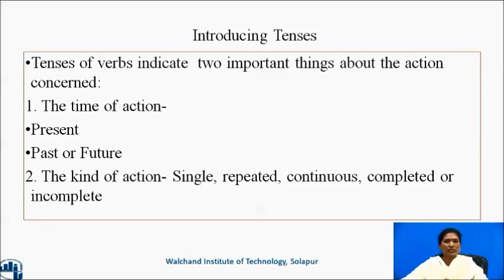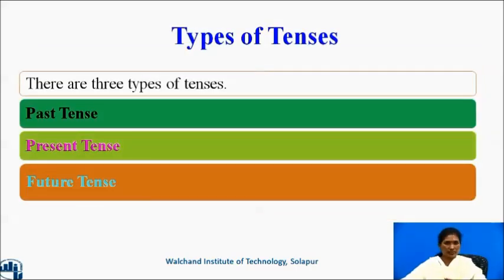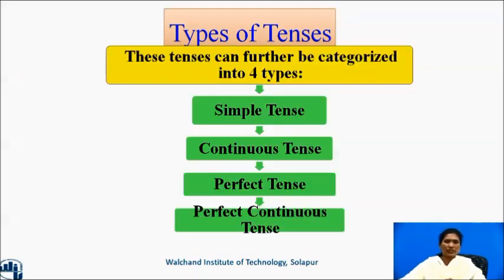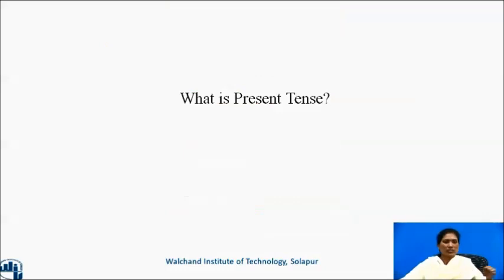Introducing tenses. Tenses of verb indicate two important things about the action concerned and the time concerned. There are three types of tenses: past tense, present tense, future tense. The present tense is further categorized into four types: simple present tense, continuous present tense, present perfect tense, perfect continuous present tense.